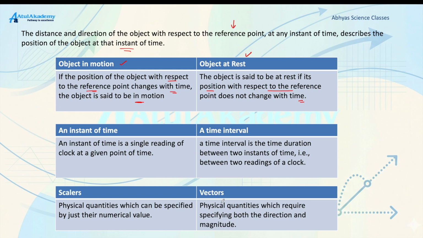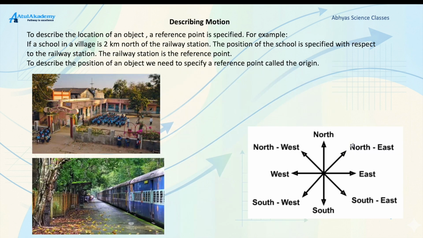Scalar and vector quantities, very important topics in physics. Physical quantities which can be specified by just their numerical values only, having magnitude, are called scalar quantities, and physical quantities which require specifying both the direction and the numerical value or the magnitude are called vector quantities. So we would be using all these terms to study and solve our numericals, students, right?